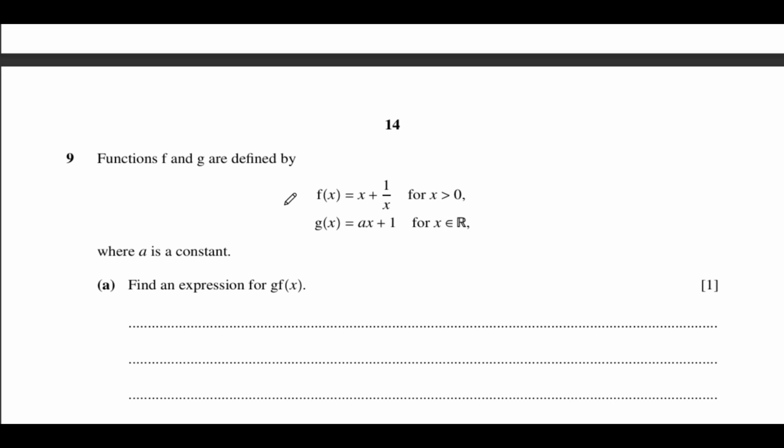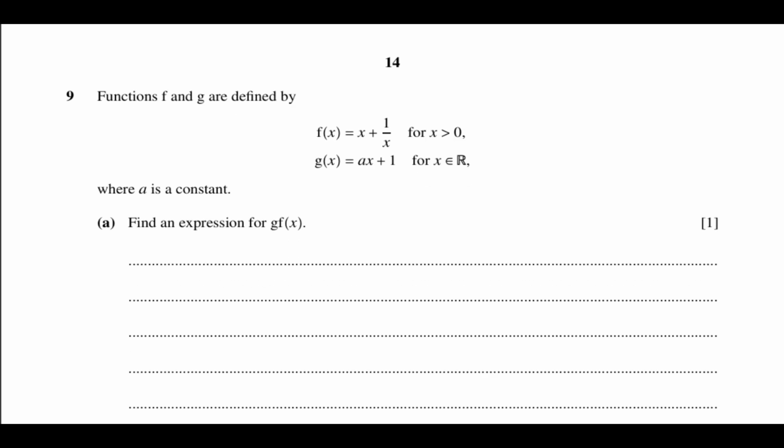Functions f and g are defined by f of x equals x plus 1 over x, g of x equals ax plus 1. Find the expression for g of f of x. So we will have to put x plus 1 over x into the g function, which gives a times (x plus 1 over x) plus 1. So that will be our answer.